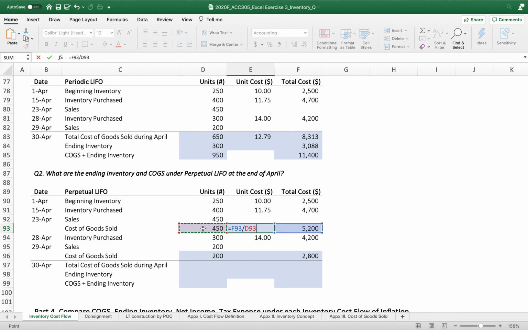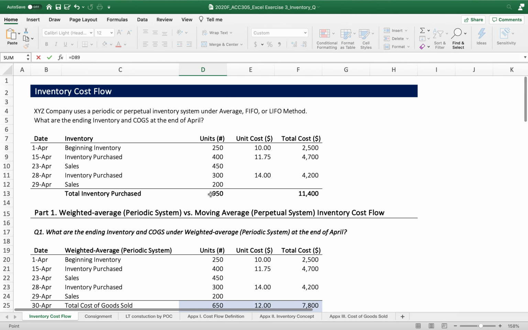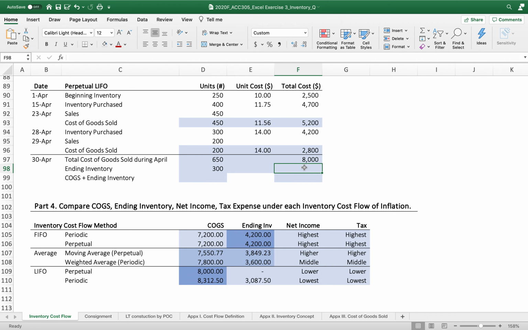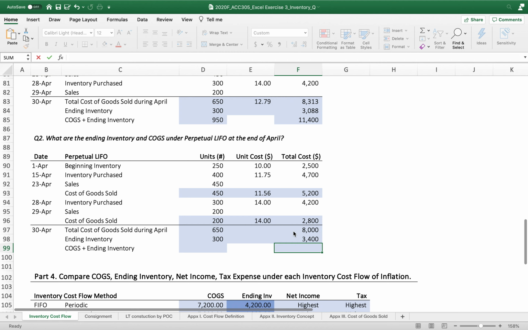Okay, it's not necessary information, but in order to show the unit cost, we got this here. So do you see the $14 is the same as this? Because we assume that the cost of goods sold came from the inventory last purchased. So let's calculate the total cost of goods sold here and here. And then let's sum up this cost of goods sold. We calculate it. So 8,000. And then the ending inventory, again, the same procedure: 950 total available for sale units minus the cost of goods sold. And here also, the same way, 11,400 minus 8,000.